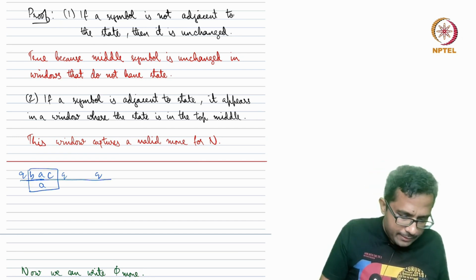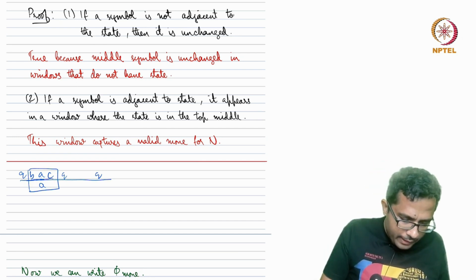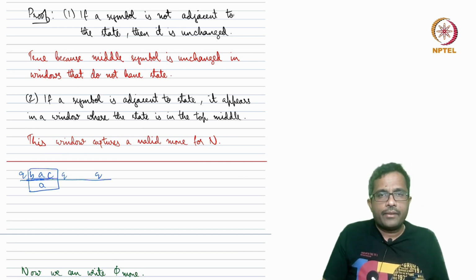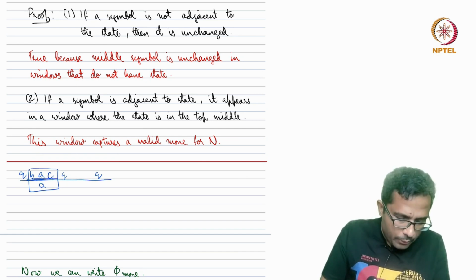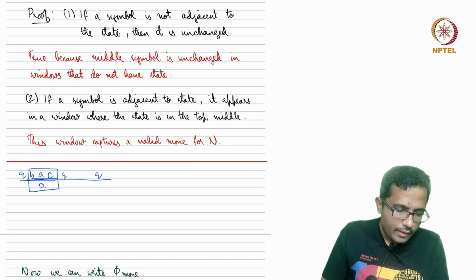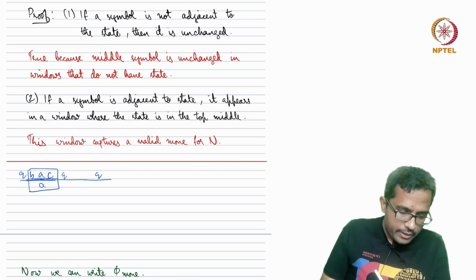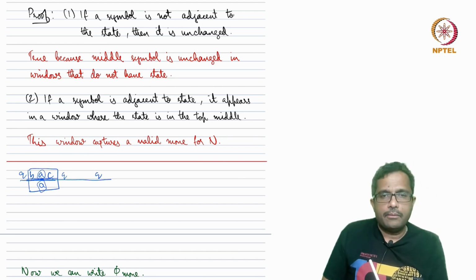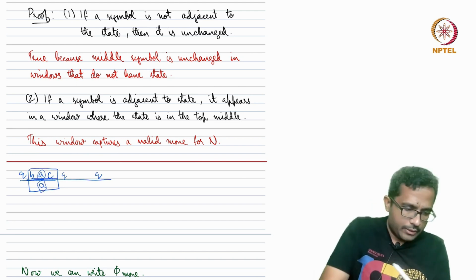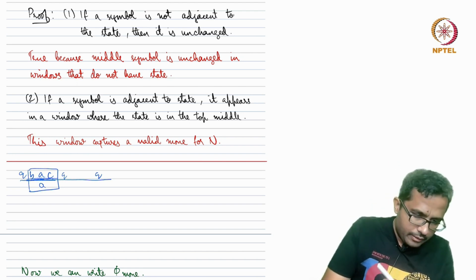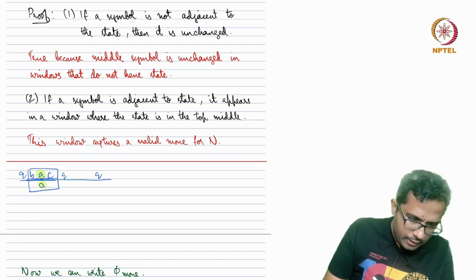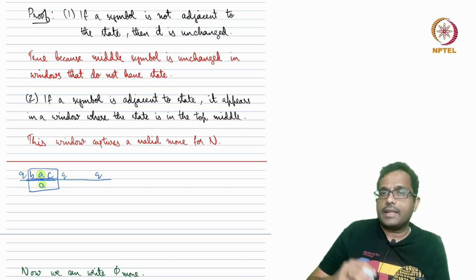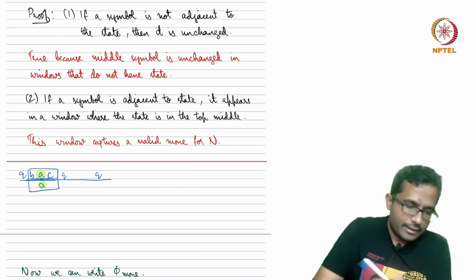The top middle symbol, so this is a window where the top row does not have the state, and in such windows the middle symbol in the top row is unchanged, is the same in the bottom row. So this is what I want to say. So this A does not change. So if the symbol is not adjacent to the state, it is unchanged, right? This is what we want.